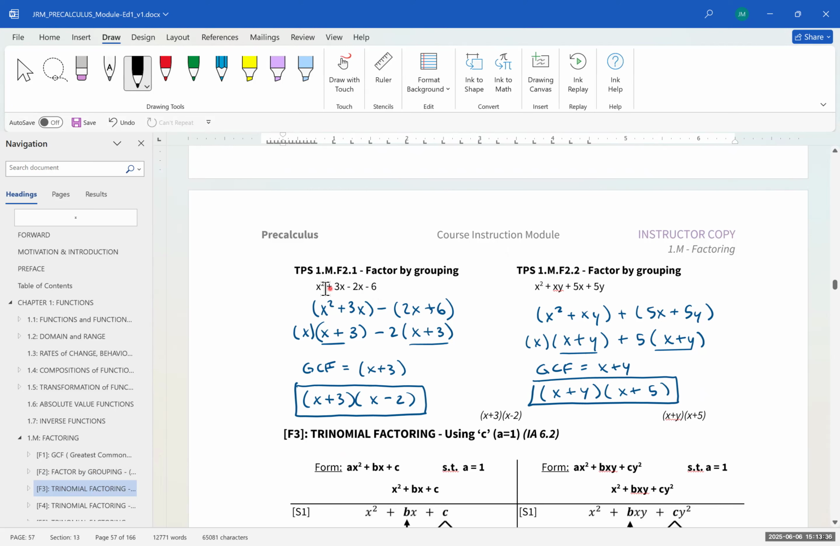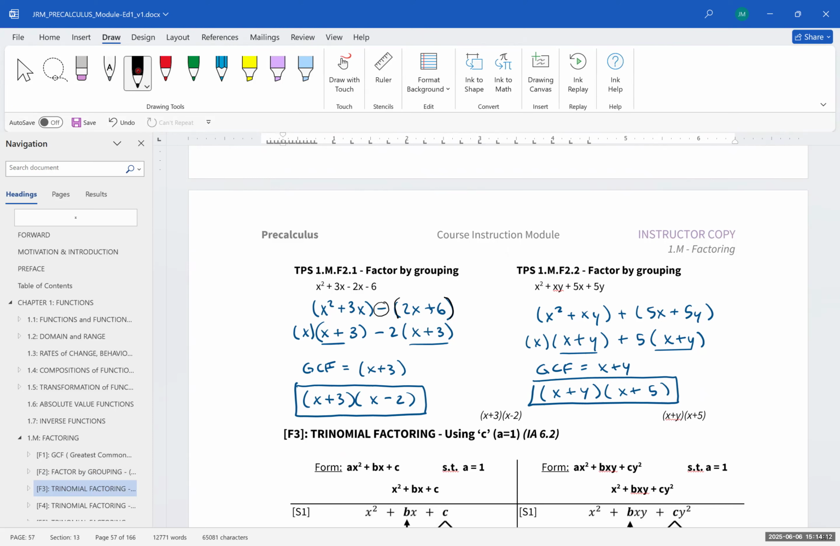So here with this first one, we've got x squared plus 3x minus 2x minus 6. And you can see that we can group this x squared plus 3x together. And then we have a negative. Let's see here. We have a minus 2x minus 6. Now, if we factor out this negative and put it outside this grouping, then this will be a positive 2x and a positive 6.